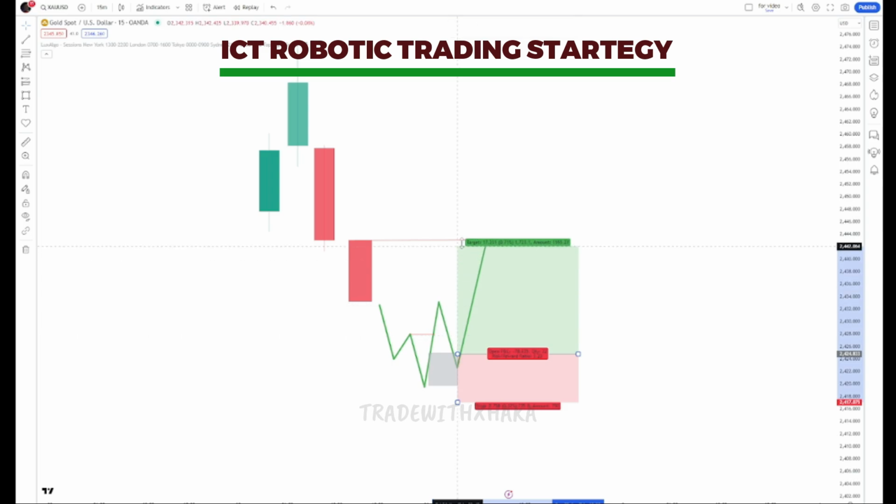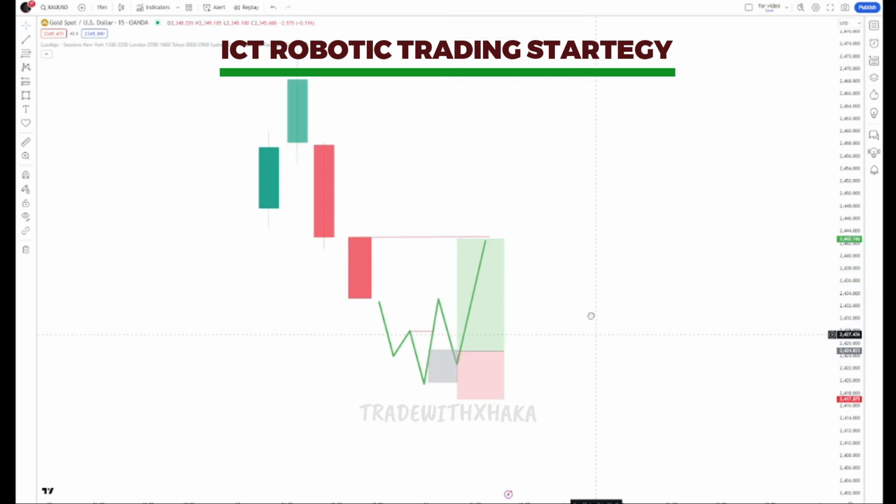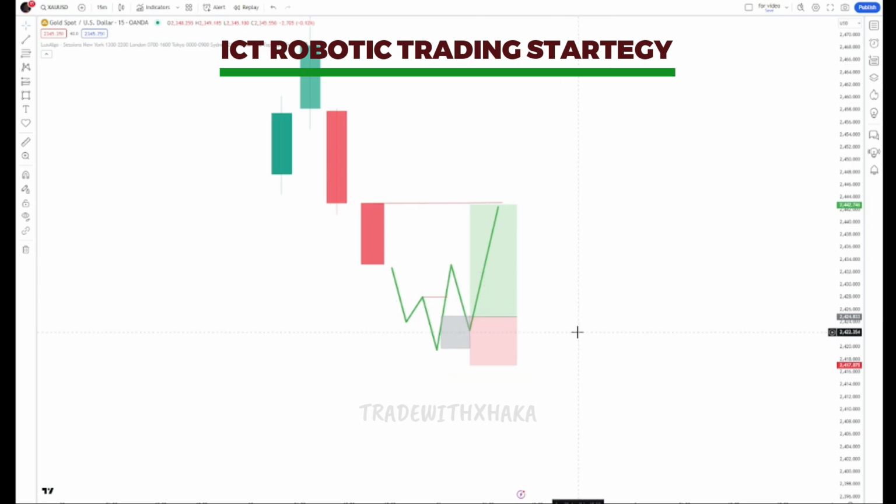We target 1:2, and that draw on liquidity is our final target. I hope this is clear. There's one thing: the hardest thing in this strategy is training your eyes to spot a better fair value gap, and knowing when to use an order block or when to use a fair value gap. Because in some cases your fair value gap may be tight, maybe close to your order block. Then you use your order block as your entry model. You understand? Hope this is clear.